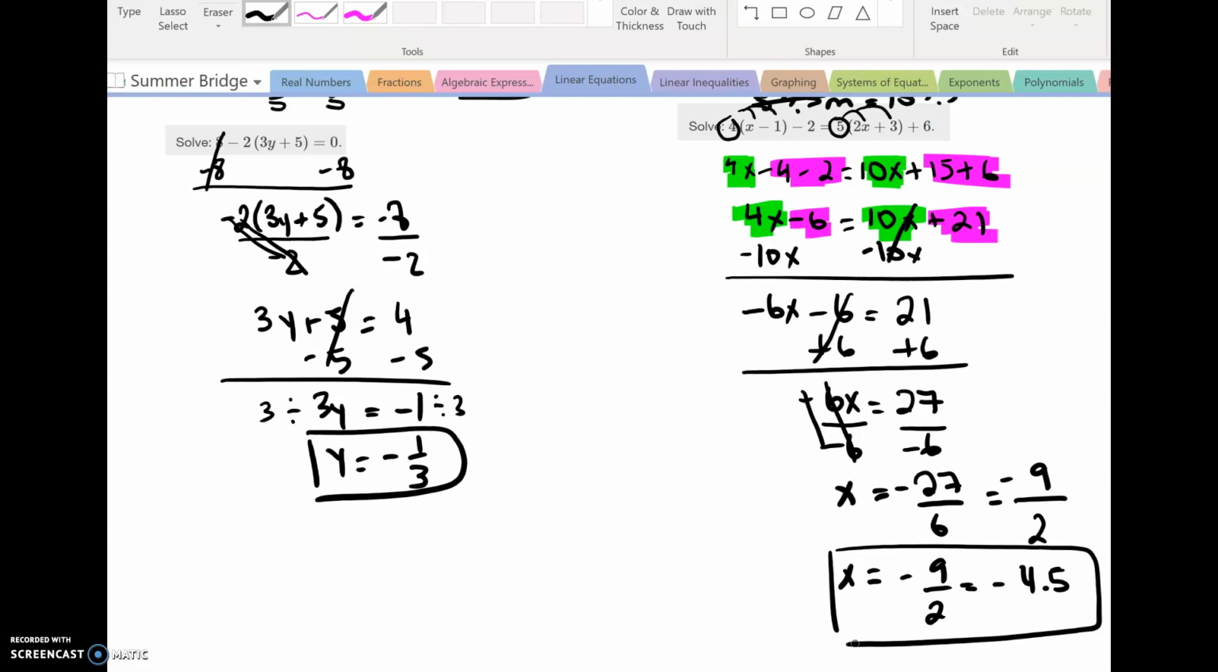Okay? All right, so that wraps up solving linear equations. After this, we will be doing linear inequalities: solving linear inequalities, introducing linear inequalities, and doing compound linear inequalities.